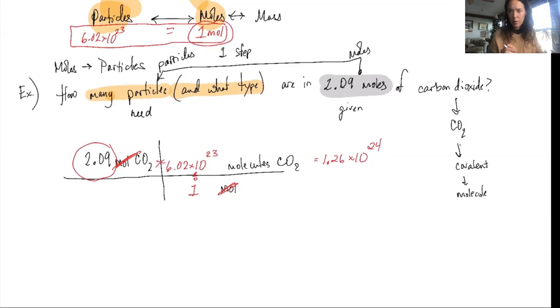All answers should be labeled. That is molecules of CO2. All right.